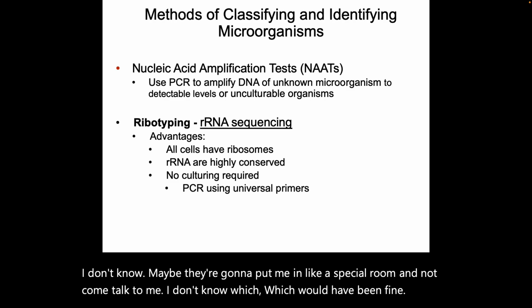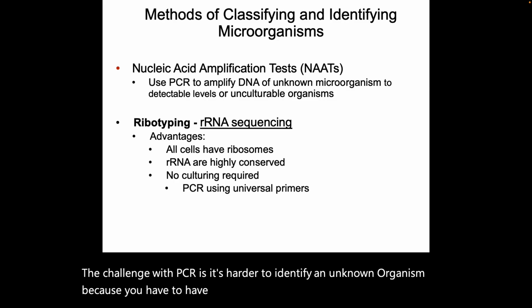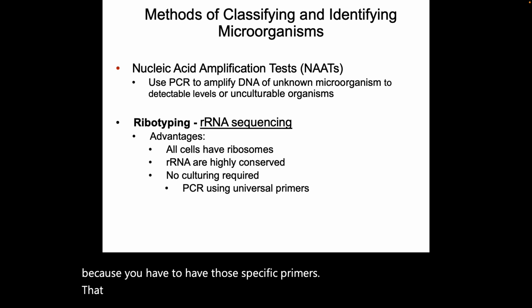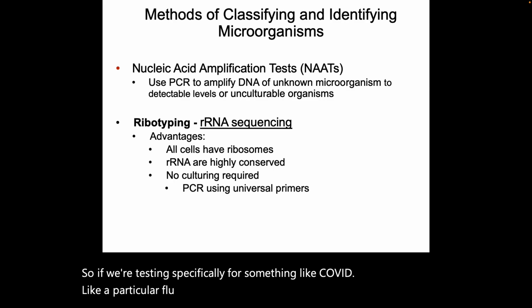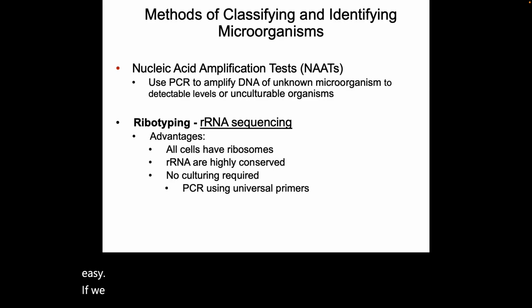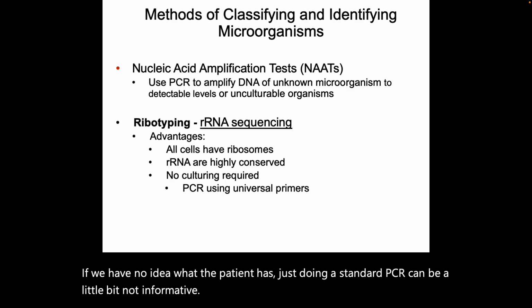But you can do PCR. The challenge with PCR is it's harder to identify an unknown organism because you have to have those specific primers that will bind to the DNA of interest. So if we're testing specifically for something like COVID, a particular flu variant, maybe Lyme disease, that's easy. If we have no idea what the patient has, just doing a standard PCR can be a little bit not informative. We wouldn't want to do that.